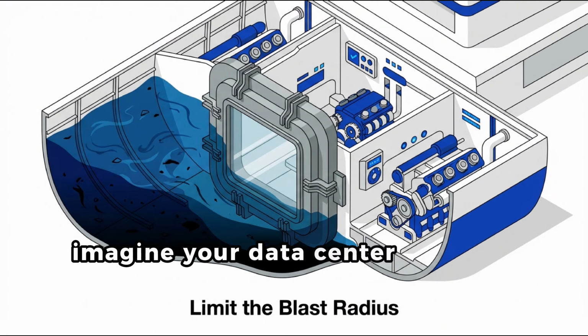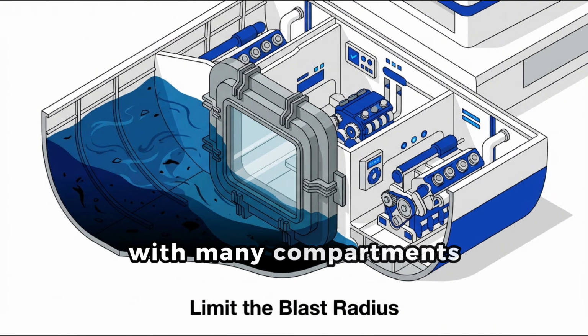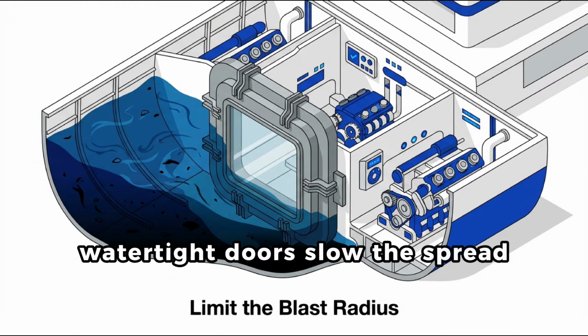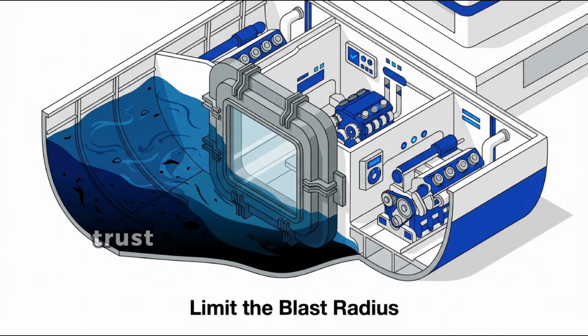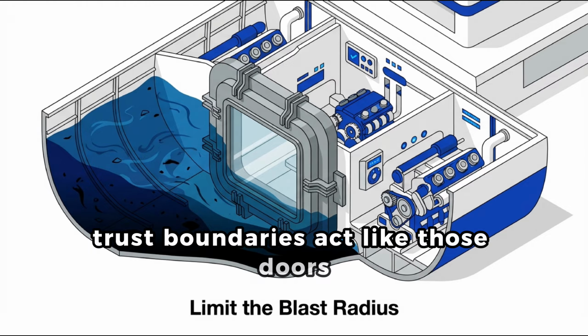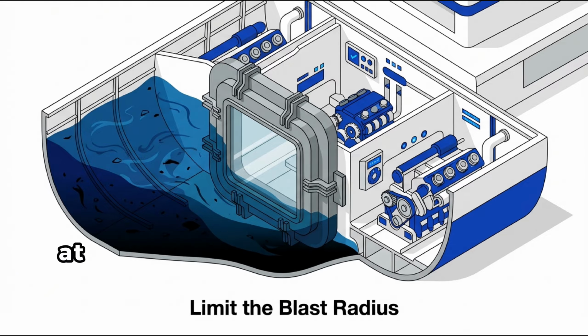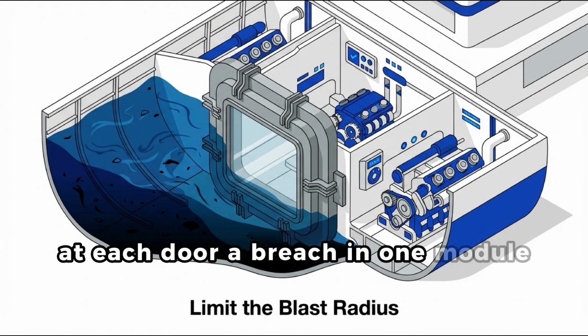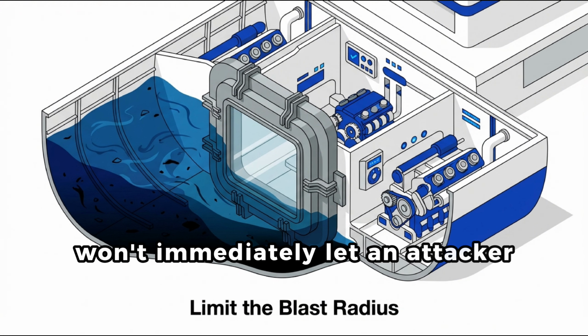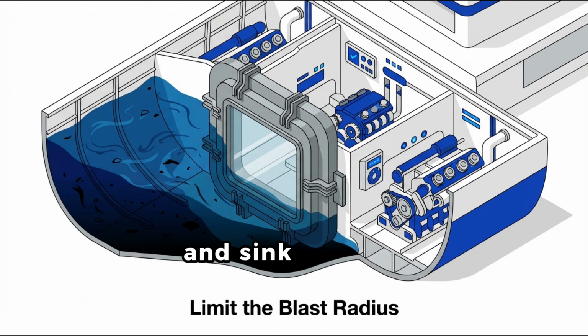Imagine your data center as a ship with many compartments. If one compartment floods, watertight doors slow the spread so the whole ship doesn't sink. Trust boundaries act like those doors. When you design systems with clear boundaries and strict controls at each door, a breach in one module won't immediately let an attacker waltz through to the engine room and sink the ship.